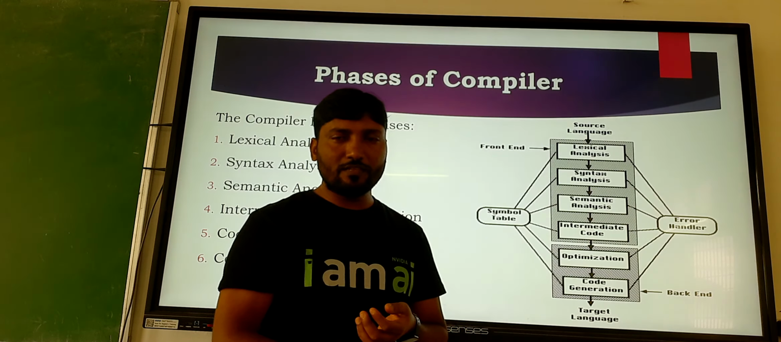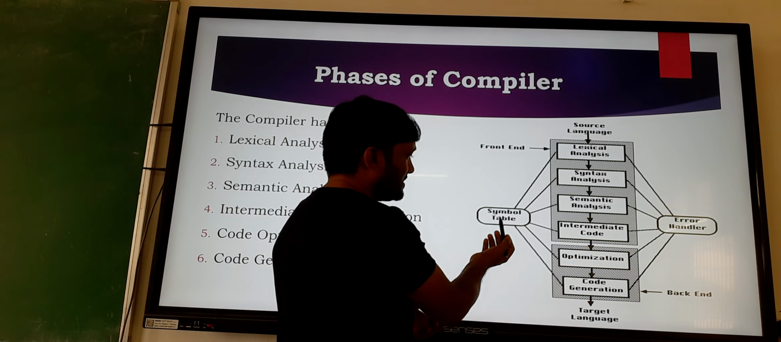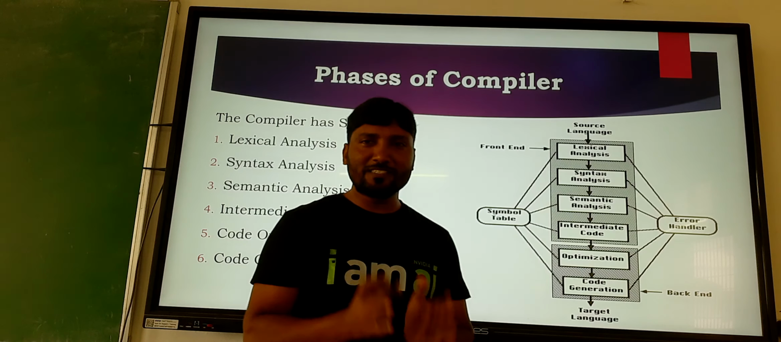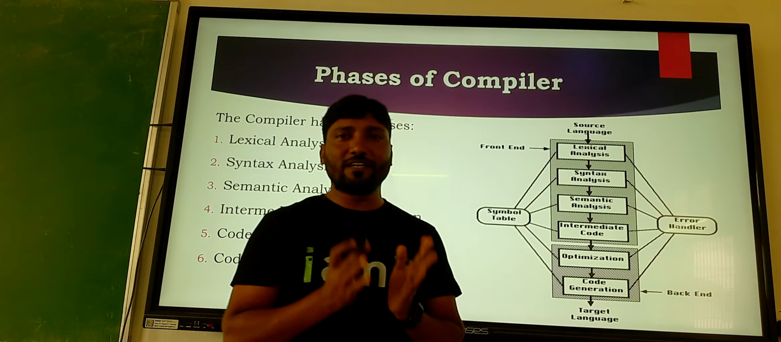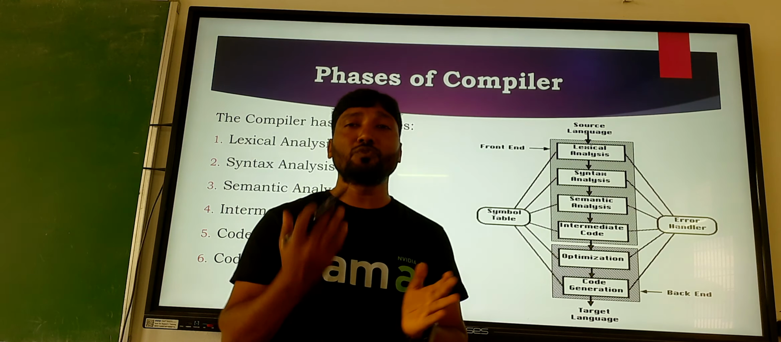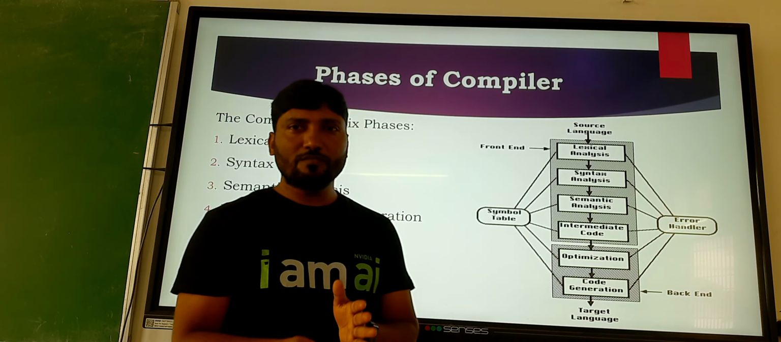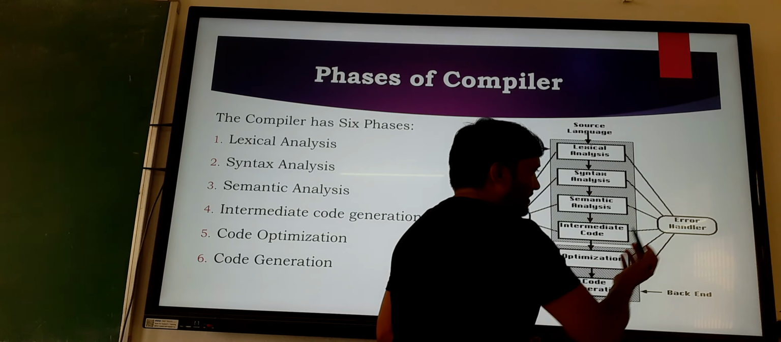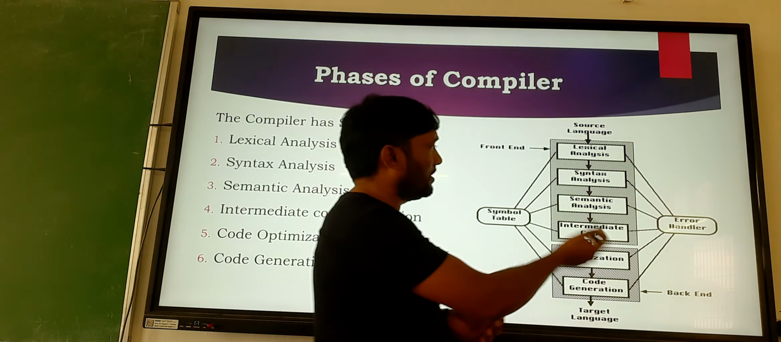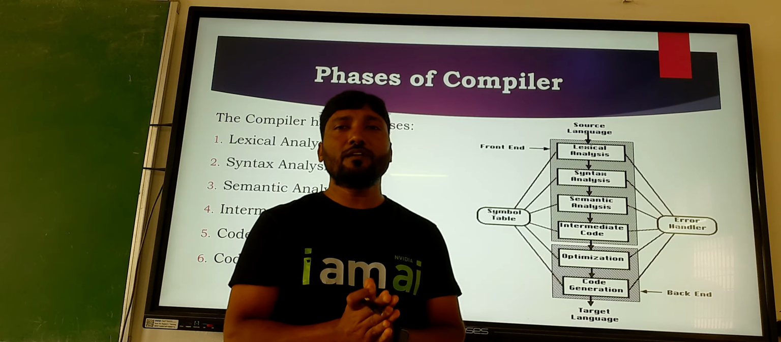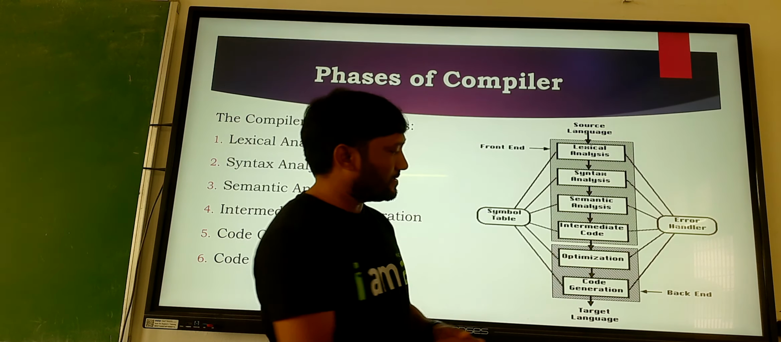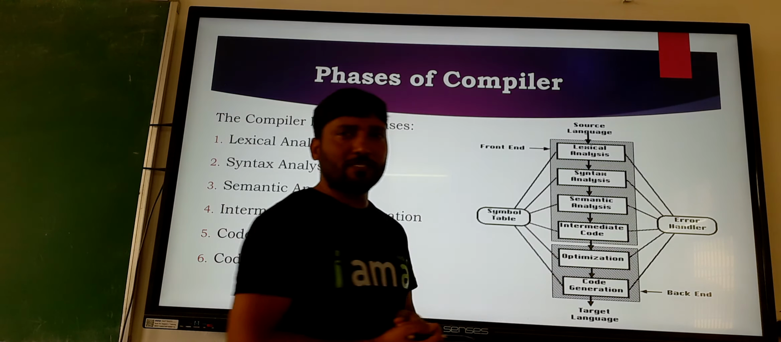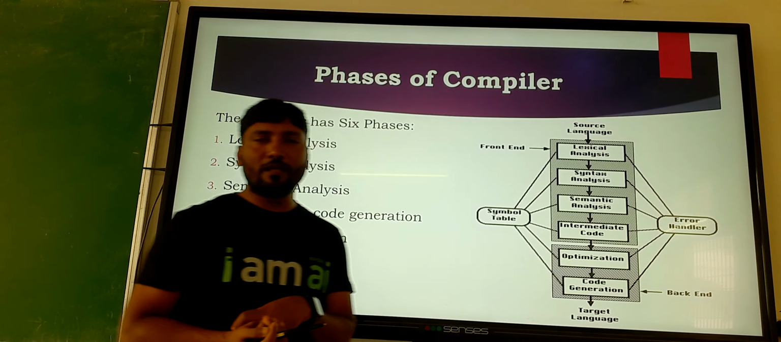And all these phases are connected with the symbol table. Now, what is a symbol table? A symbol table is a data structure which is used to store all the symbols used in the source program. And there is an error handler connected to all the phases which detects the errors. So, this is the simple diagrammatic representation of the compiler.